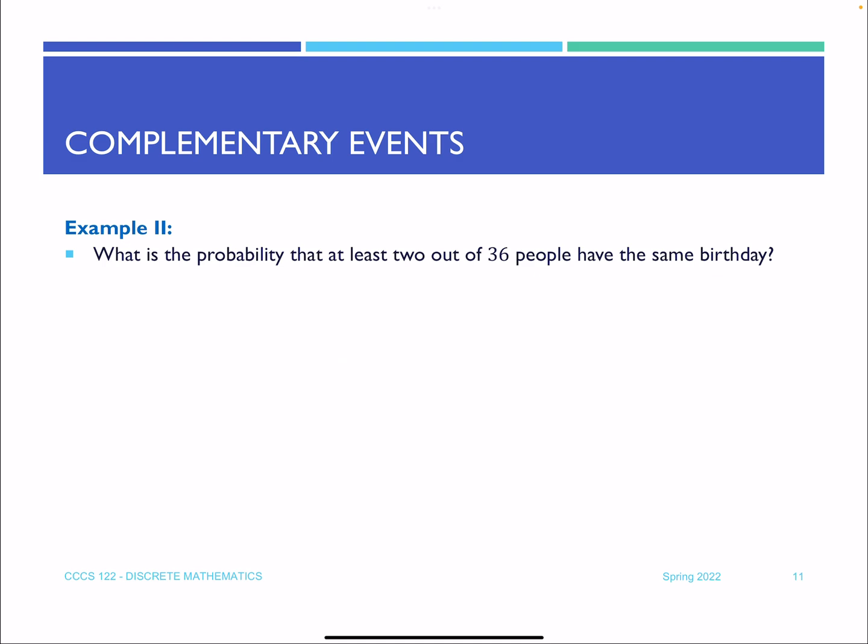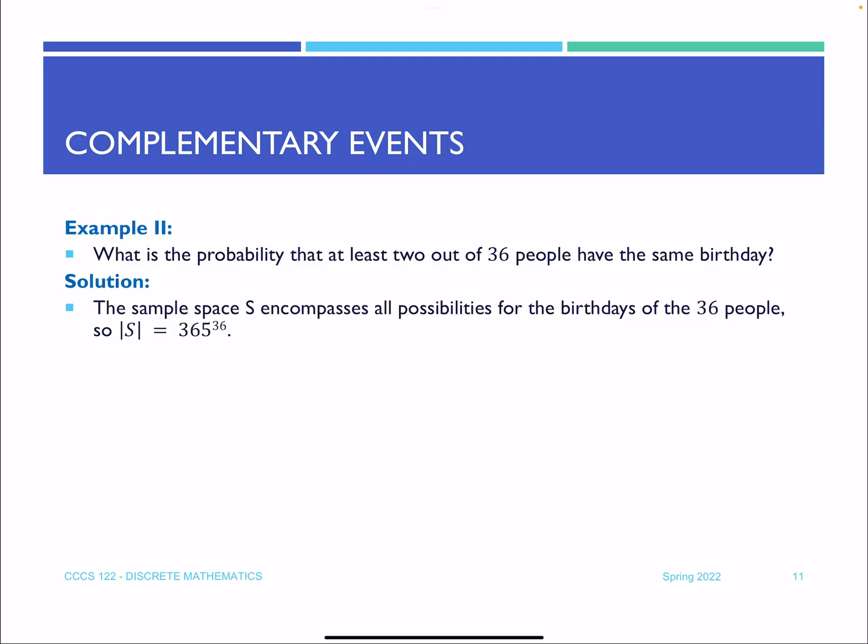Okay, what is the probability that at least 2 out of 36 people have the same birthday? So the sample space S contains all possibilities for the birthdays of 36 people. So that is 365 to the power 36. 36 people, 365 possible birthdays in a year.